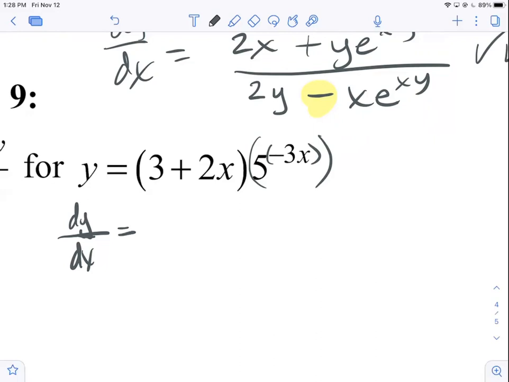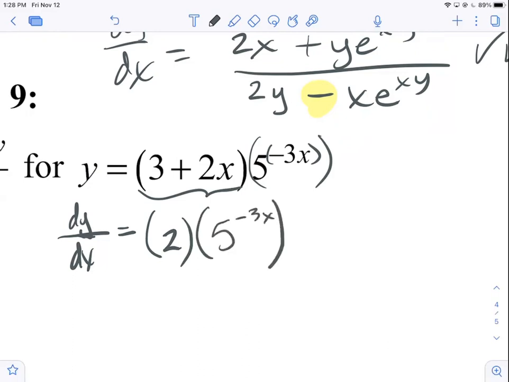Okay. So here we go. The derivative of the first factor is 0 plus 2, or just 2, times the second factor goes along for the ride.